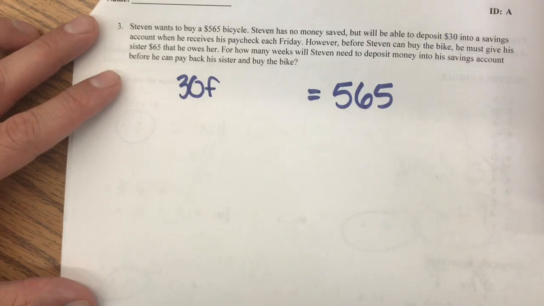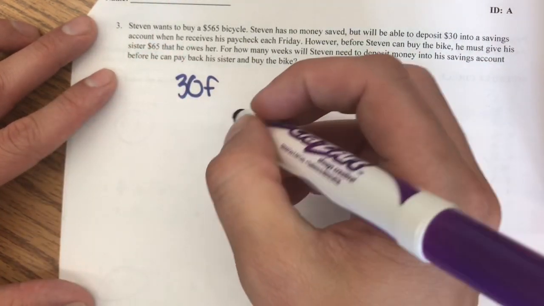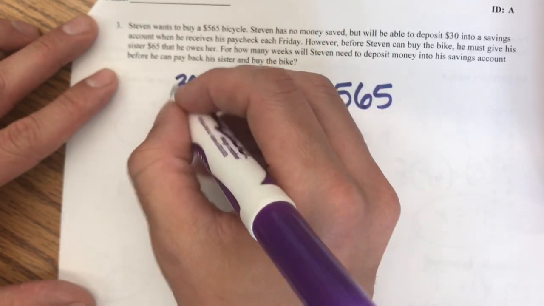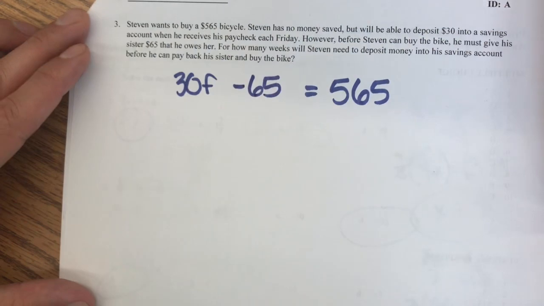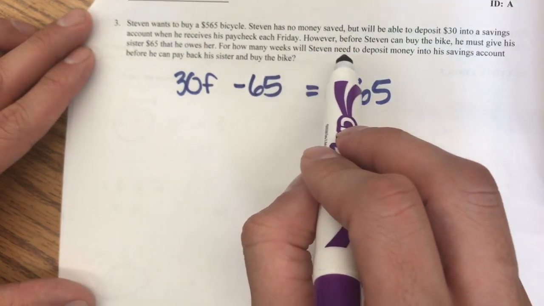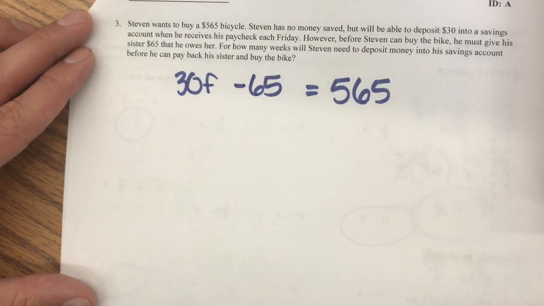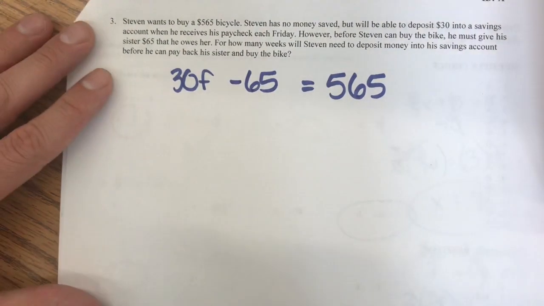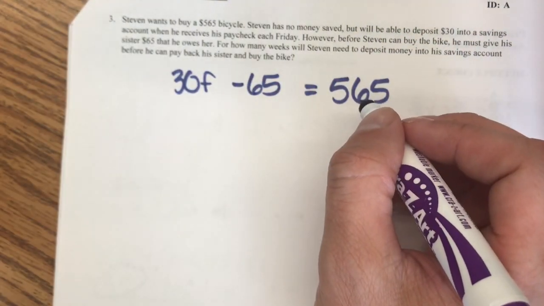Okay. However, before Steven can buy the bike, he must give his sister $65, which means, yeah, he will gain $30, but at some point he's going to lose $65. So that's our equation. How many weeks, Fridays, will Steven need to deposit money into a savings account before he can pay back his sister and buy the bike? So here we go. This is our equation. 30F minus 65 equals 565.